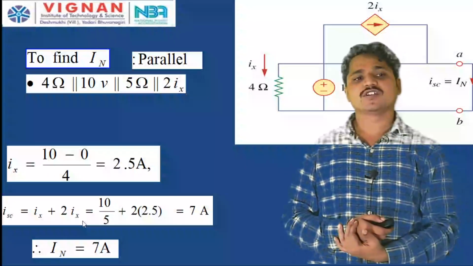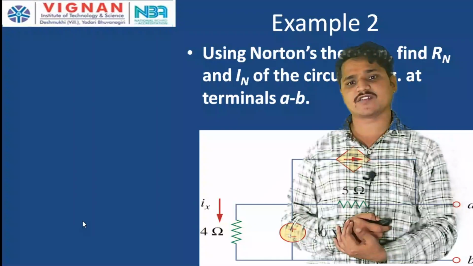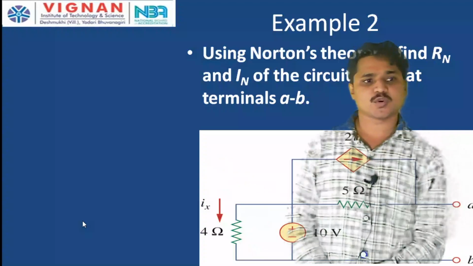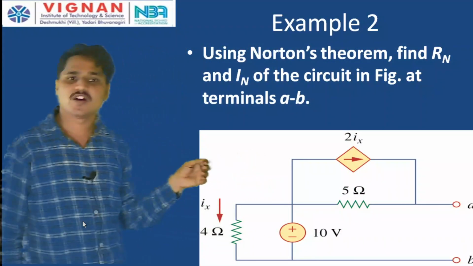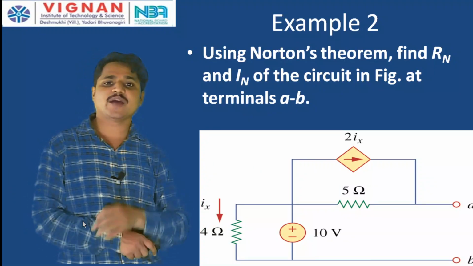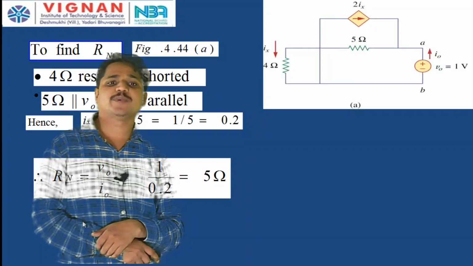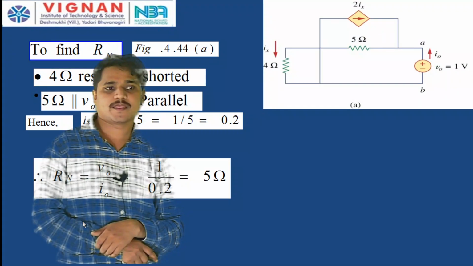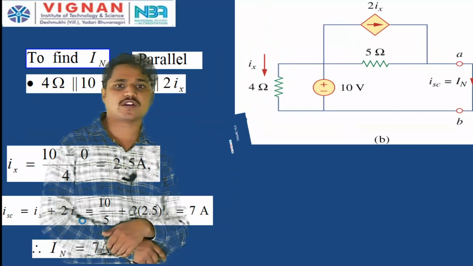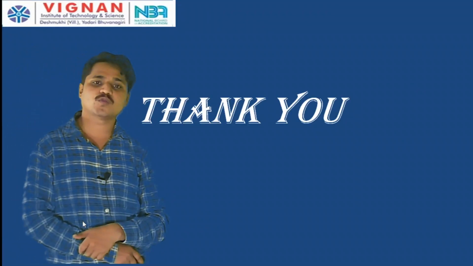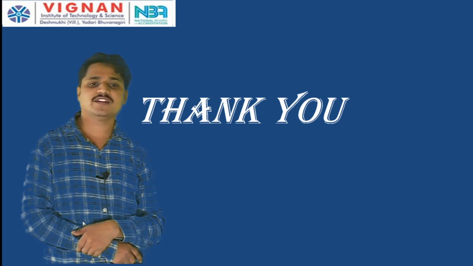So, therefore, this entire network, this given network, can be converted into the one equivalent circuit consisting of a 7.5 ampere current source in parallel with a 5 ohm resistance. This is the way to find the Norton equivalent circuit for any given network.